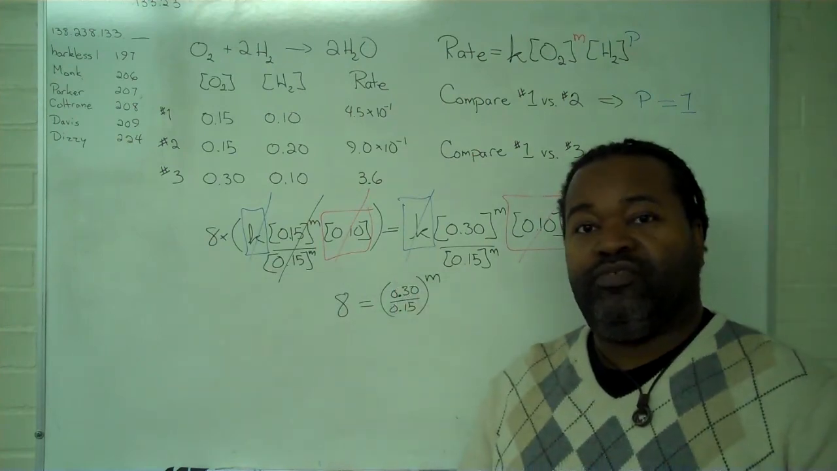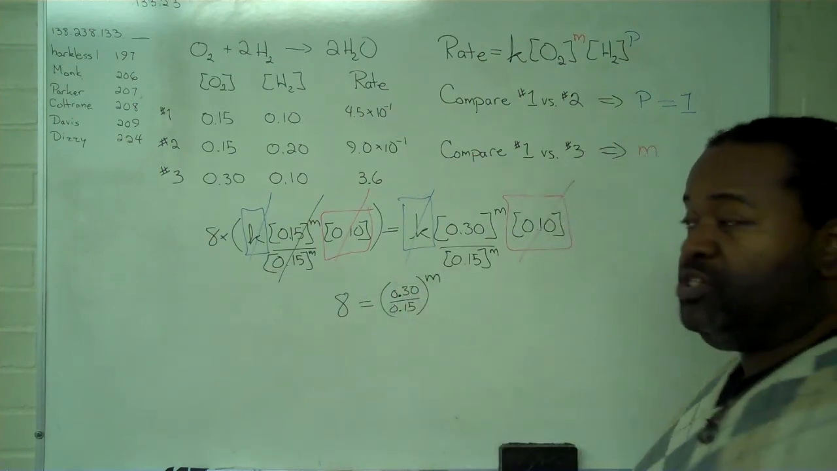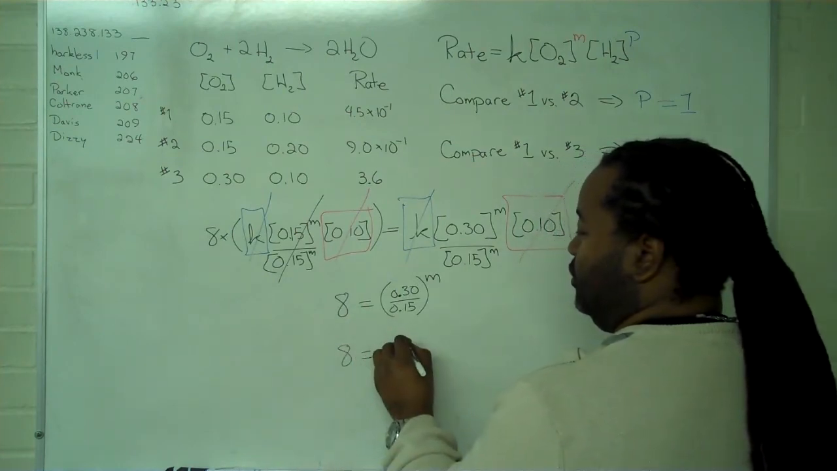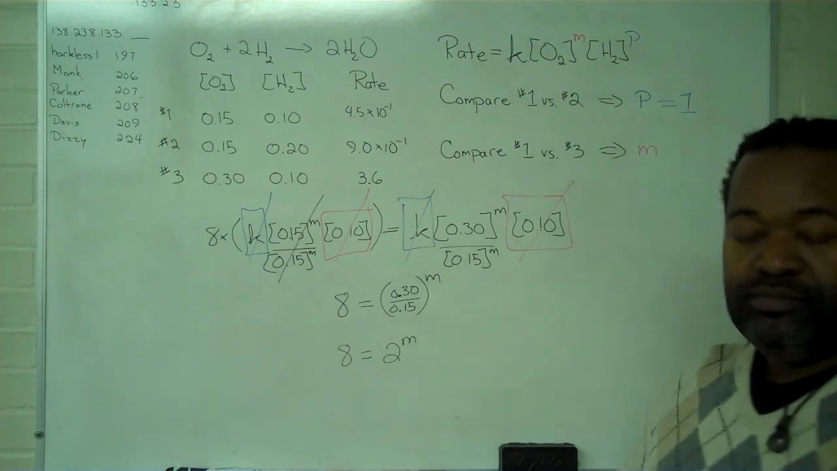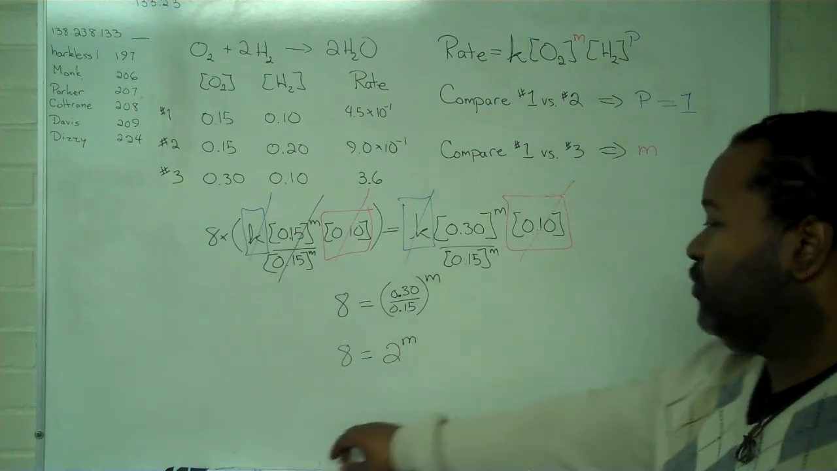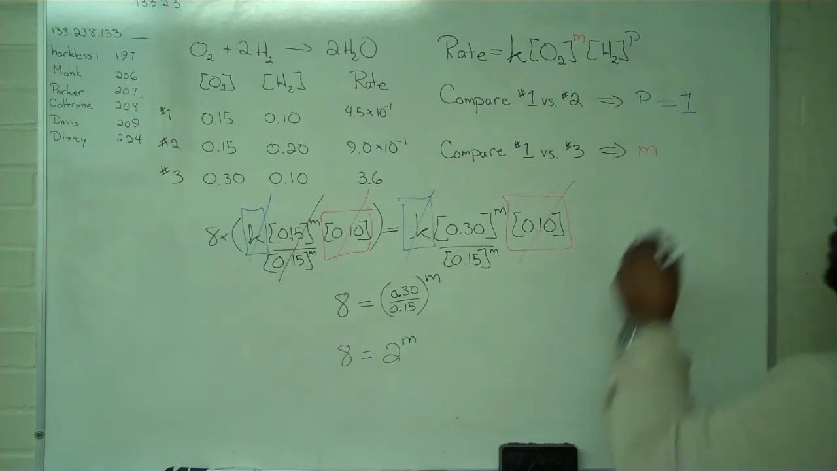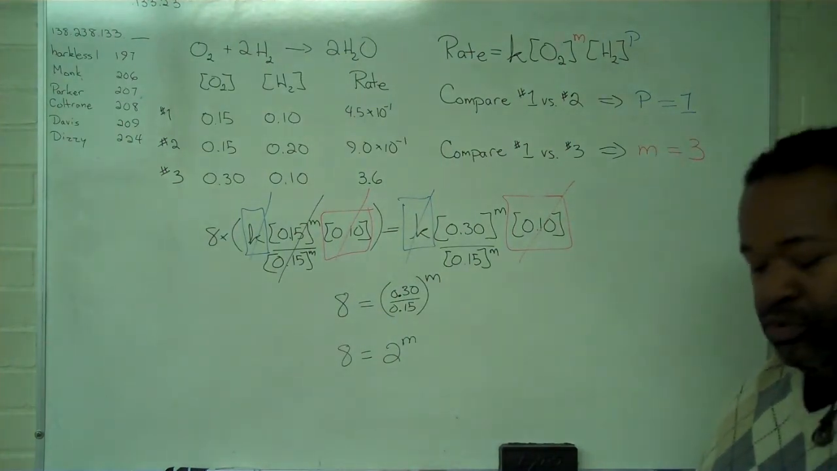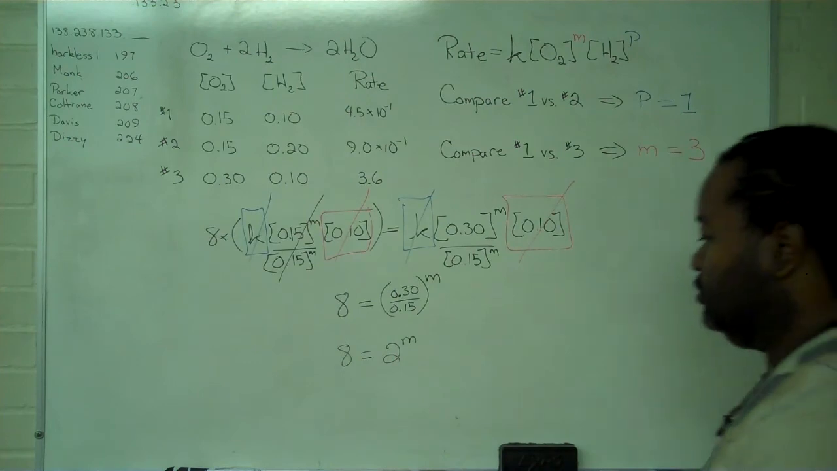Well, 0.3 divided by 0.15 is going to give me 2. So 8 equals 2 raised to something. This means that for m, I get a value of 3. And the reaction is said to be third order in oxygen.